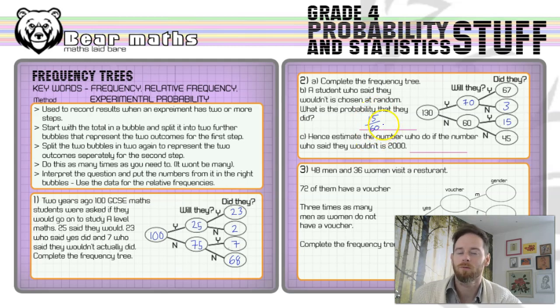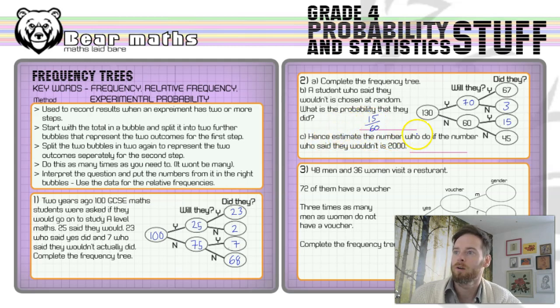We could turn it into a simpler fraction, or a decimal or a percentage, but we don't have to because it's the world of probability, and that's fine unless it specifically asks us to. Now, part C, hence. The word hence means use the answer that you've just got from the previous question.